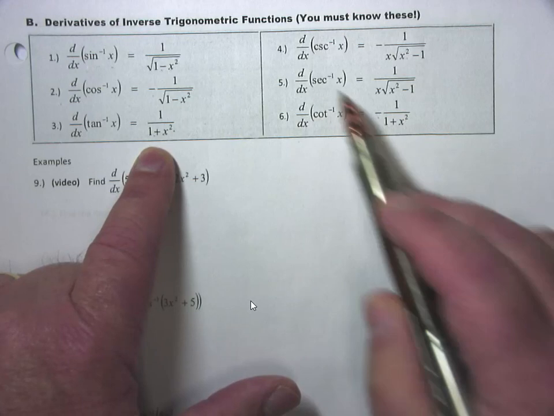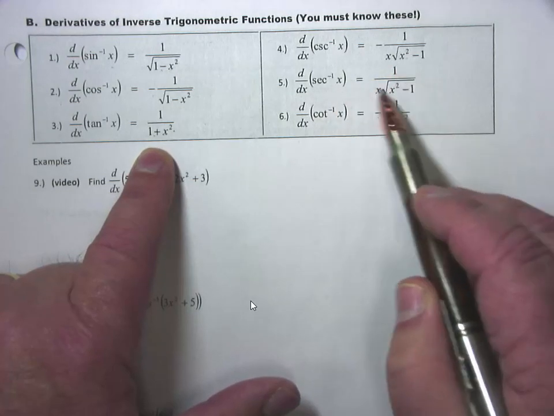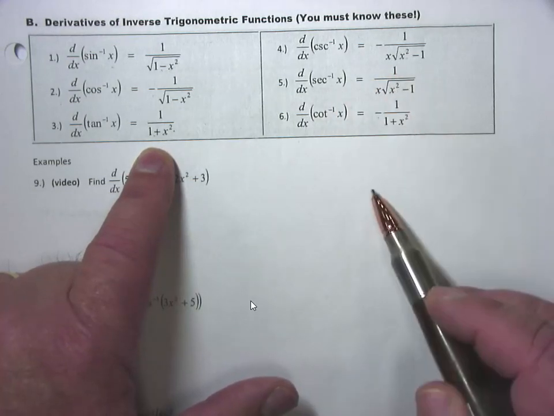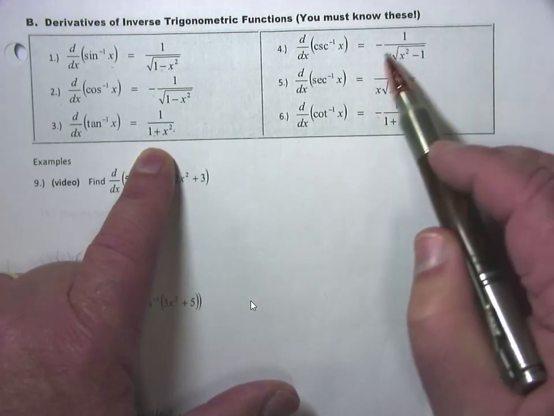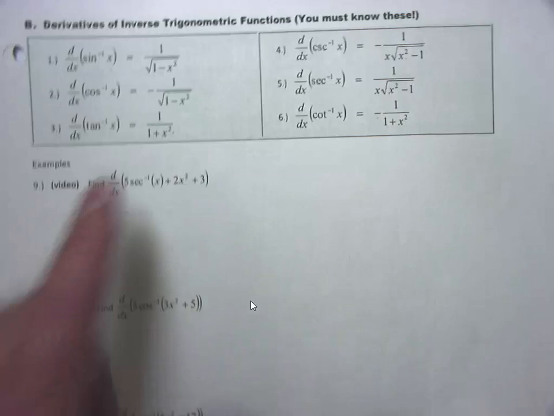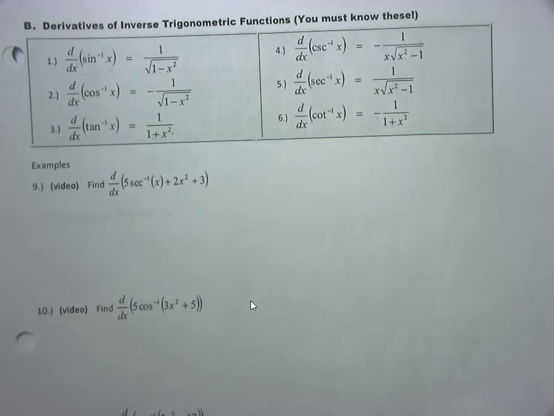What's the derivative of secant inverse of x? It's 1 over x times the square root of x squared minus 1. What's the derivative of cosecant inverse of x? Negative 1 over x times the square root of x squared minus 1. So what's the pattern? Every time you take a derivative of one of these cofunctions, that means cosine, cotangent or cosecant inverse, they're all going to be negative.